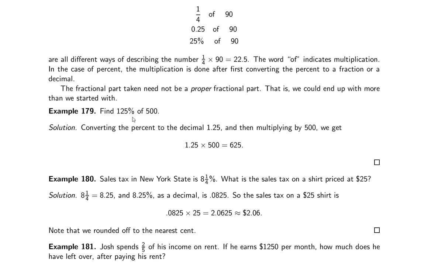This example, find 125% of 500. So first convert 125% to a decimal, that's 1.25, and then multiply 1.25 times 500. If you do that, it's 625. So if you get a percent of a number, if the percent's bigger than 100, then you're going to get something bigger. So 625 is bigger than 500. It's 25% bigger.